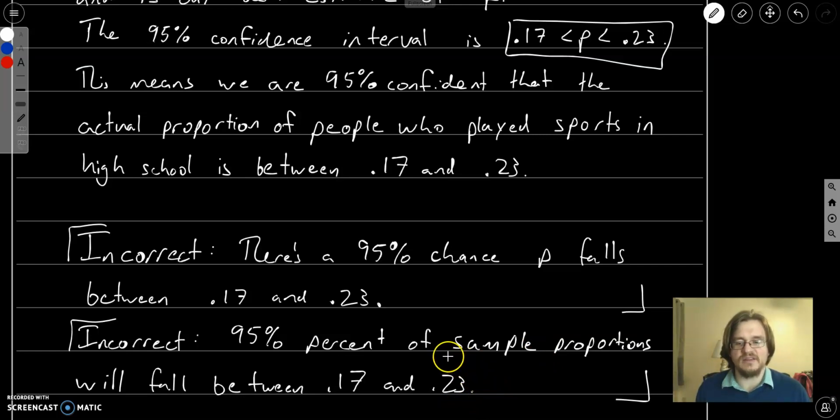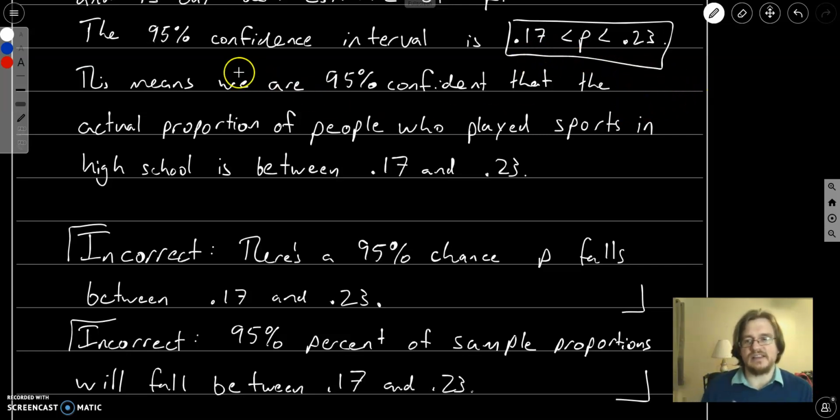We can't make sweeping statements about other samples that we collect. Our one sample might indicate that, sure, if we expect this to be an accurate sample, maybe a lot of samples should be close to it, but our statement about our confidence interval has nothing to do with other samples. So our confidence interval, the correct way to phrase this, is that we are 95% confident that the actual population, the actual parameter, falls within this range.